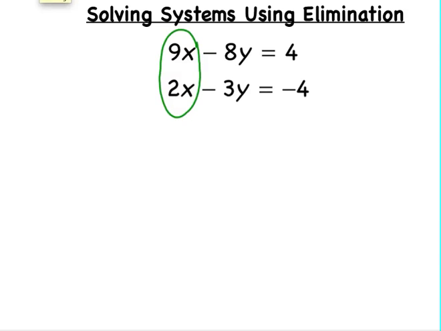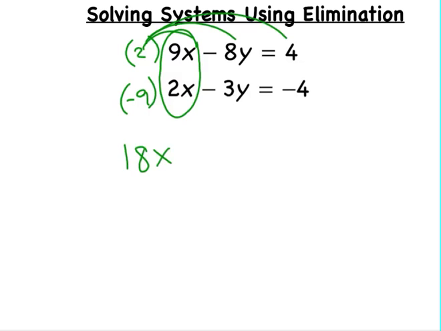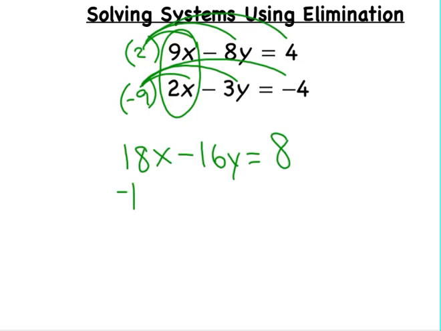So to get to 18, I'm going to multiply the top equation by 2 and the bottom equation by 9. But if I multiply the bottom equation by 9, I'm going to get 18. But I actually want to get negative 18. So I'm going to multiply by negative 9. So my top equation, I multiply by 2. And if I rewrite that, I get 18x minus 16y equals 8. Now I'm going to rewrite the bottom equation after multiplying by negative 9. So I get negative 18x. Negative 9 times negative 3y is positive 27y. And negative 9 times negative 4 is 36.